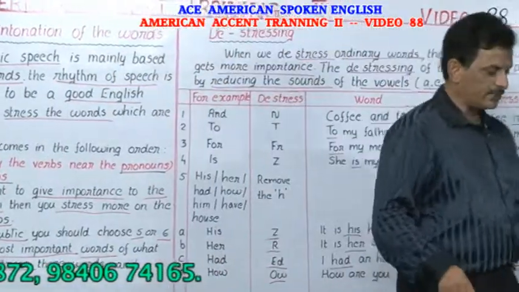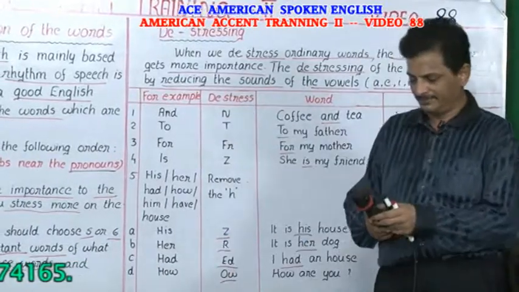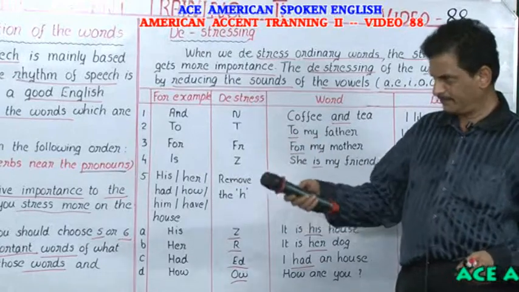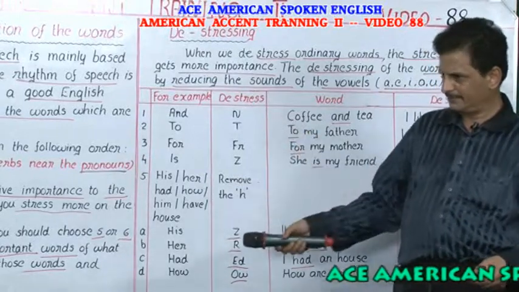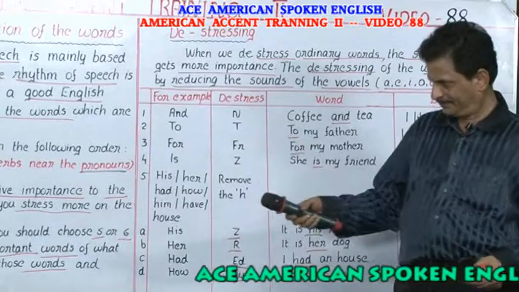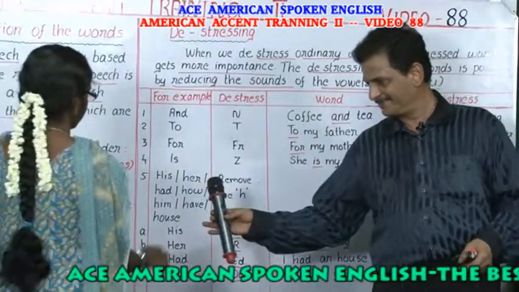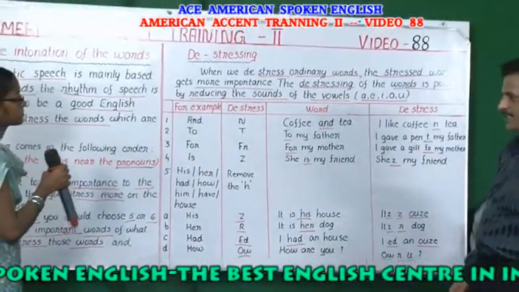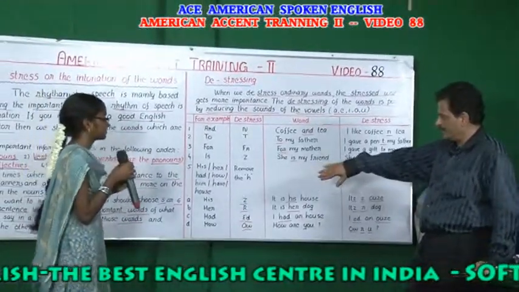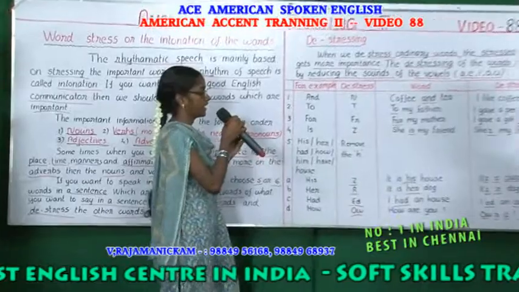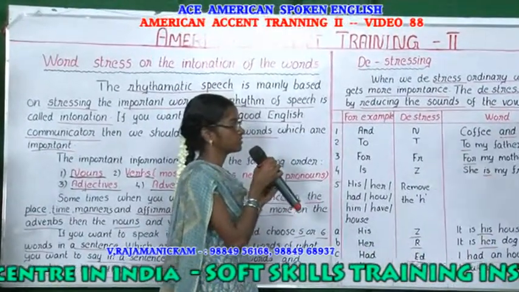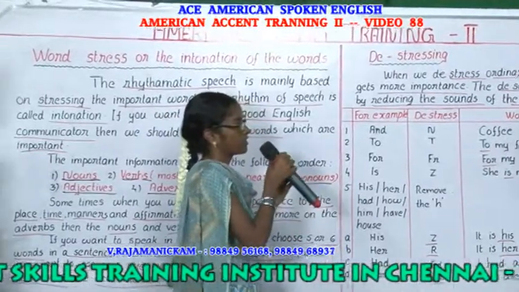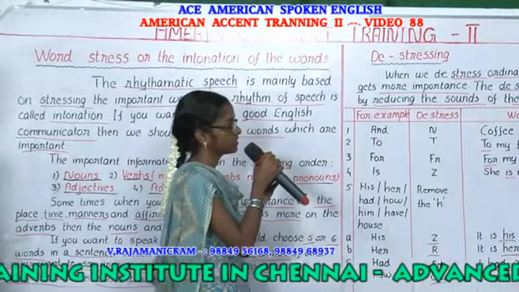Now, coming here, I request two young ladies to come forward. Yes, please come. Both of you, please come. Stand up, come. Okay. Coffee and tea, how do you say? Keep the mic closer. Come here closer. I like coffee and tea. And tea — you are still saying 'anti'. I like coffee and tea. Coffee and tea should be highly stressed. This is de-stressed, yes? I like coffee and tea.